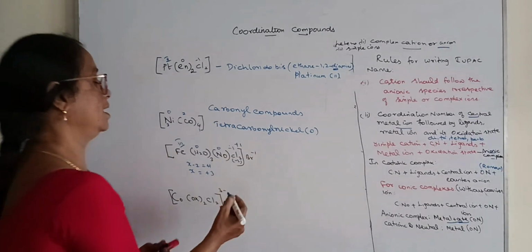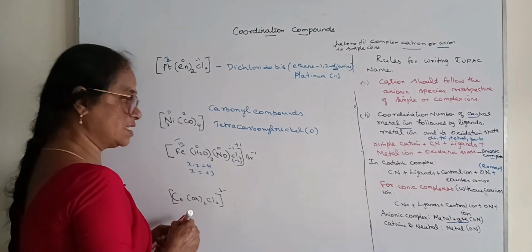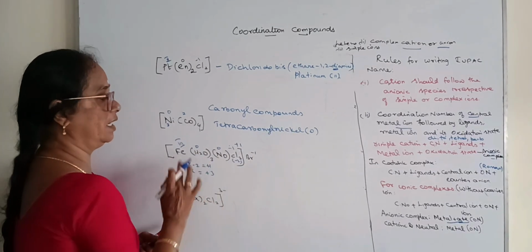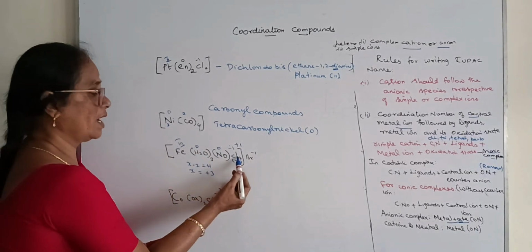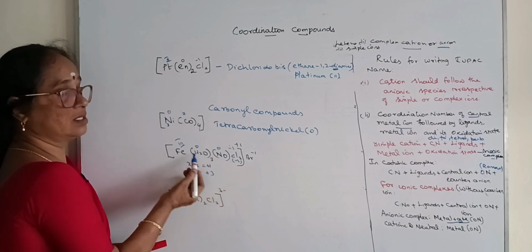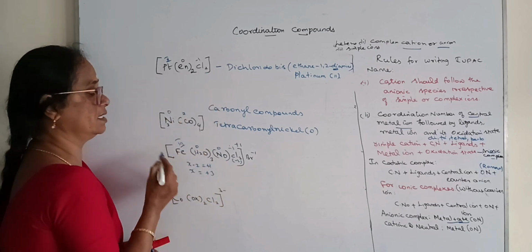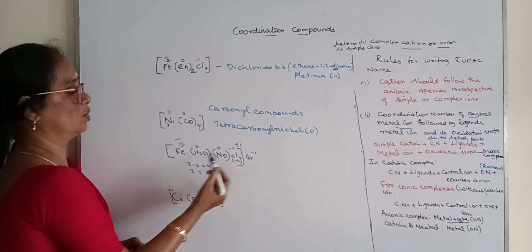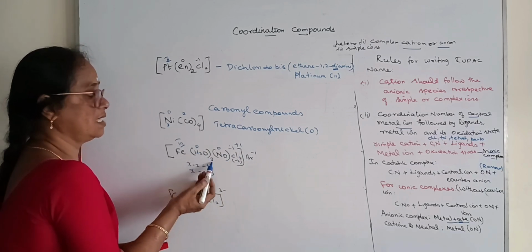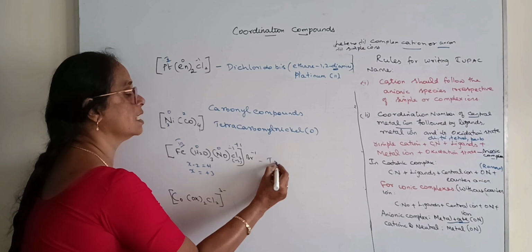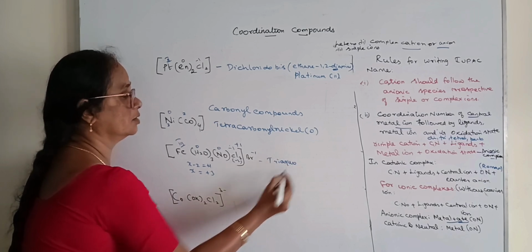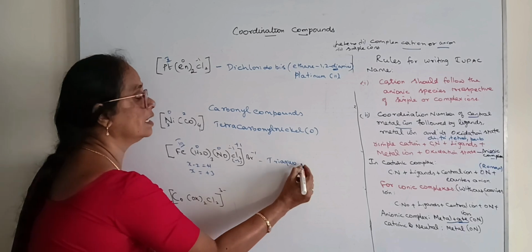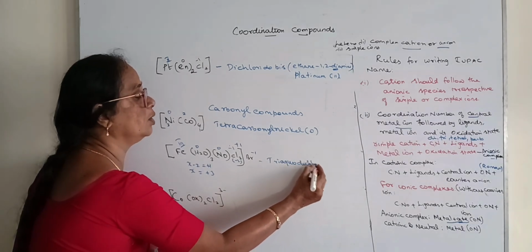So let us write the name. The cationic complex is first, so we have to follow alphabetic order because it is a heteroleptic complex. Chloride, nitrosyl, aqua. So A comes first. Let us write first of all water, followed by chloride, followed by nitrosyl. How many times is water there? 3 times. So the name is triaqua. Followed by chloride. How many times is it there? 2 times. Triaquadichlorido.